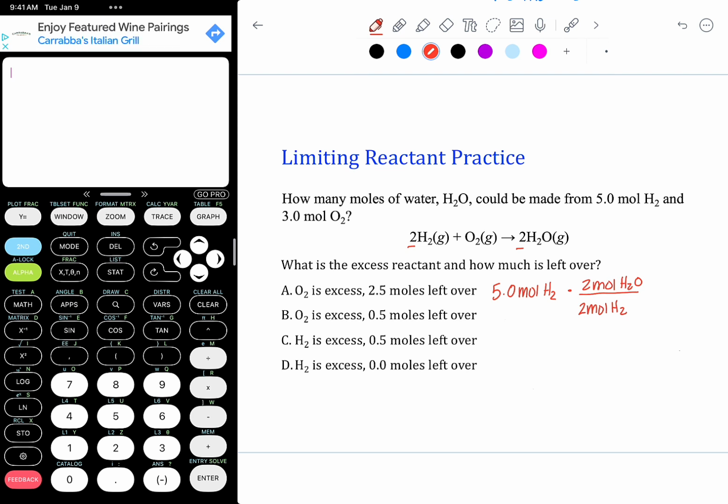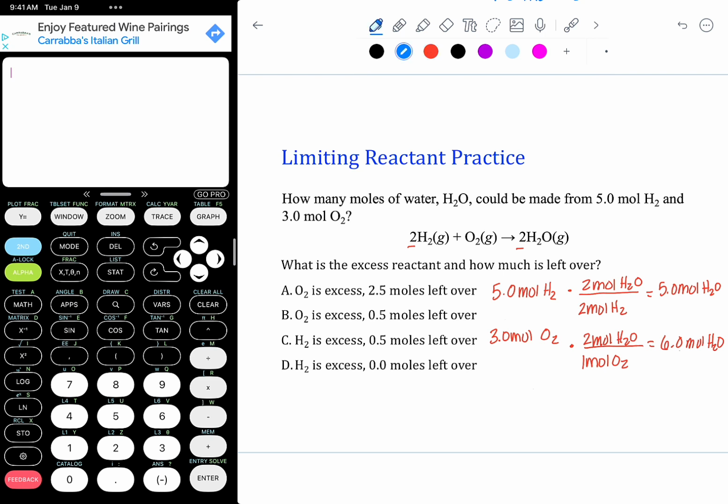Water is on the top because that's what we want our answer to be in the units of. So this is 5 moles of water. When I take 5 moles of hydrogen gas, I can produce 5 moles of water. If we look at oxygen, 3.0 moles of oxygen converted to water, we put our 1 mole of oxygen on the bottom, because we want to get rid of it, and 2 moles of water on top because that's what we want. That gives us 6 moles of water.